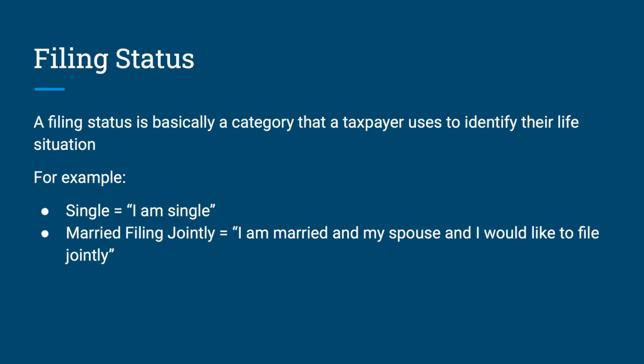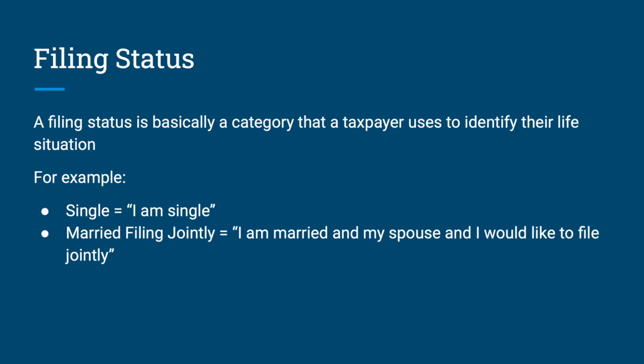And so moving on here to the second main topic in this lecture, which is going to be around filing statuses. So far we've learned basically whether they should file, whether they have to file, and then how we verify their identity. So now we're going to talk about how we actually determine what their filing status is. The way that I commonly think of a filing status is that it is basically a category that a taxpayer uses to identify their life situation.